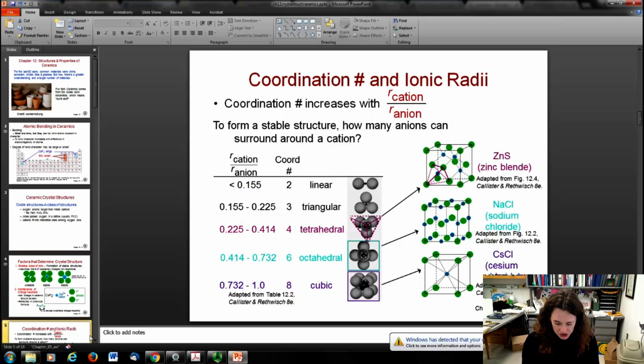Your coordination number is going to change. Remember, the coordination number is the number of nearest neighbors that things have. So for example, for a cation, you have to have a certain number of anions as its nearest neighbor. So your coordination number is going to increase with the ratio of the cation to the anion radii. And to form a stable structure, you need to figure out how many anions are going to be surrounding that particular cation or positive charge.